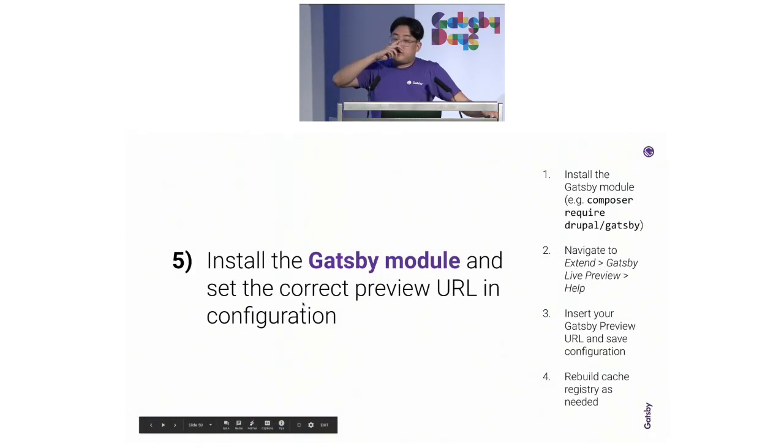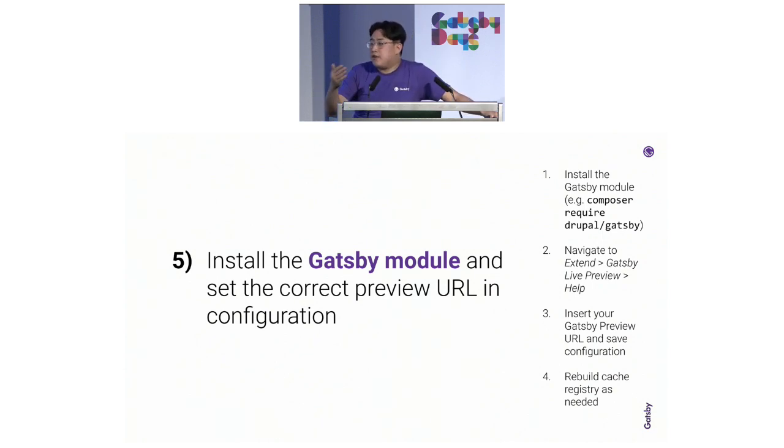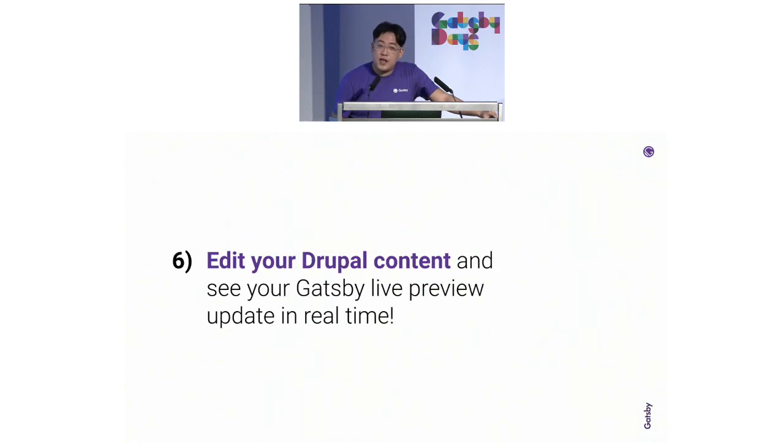And then the next thing you want to do is to install the Drupal Gatsby module. Now, this can be done in a variety of different ways. You can take the tarball off of Drupal.org, put it into your source directly, or you can install it through something like Composer or Drush. And then you want to go to the live preview settings and put in your Gatsby Preview URL, and of course, rebuild the cache registry as needed. And then you can edit your Drupal content.